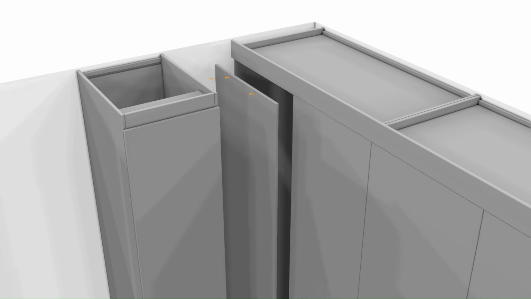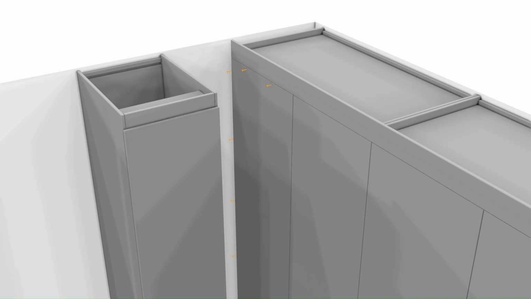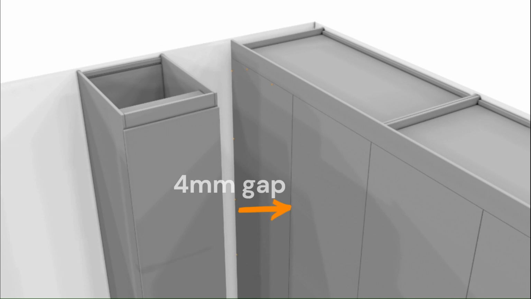Take the blank panel and screw it into the gap that is left on the blind corner unit. Leave a 4mm gap between the panel and the door. The screws will go directly into the cabinet edge.